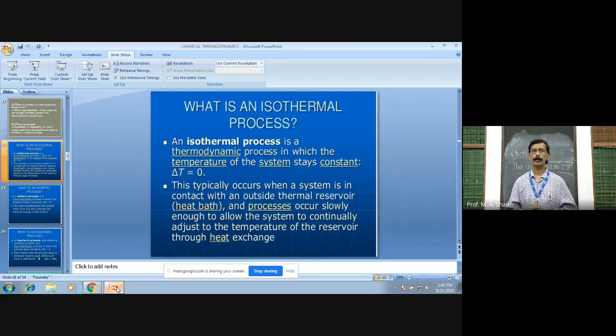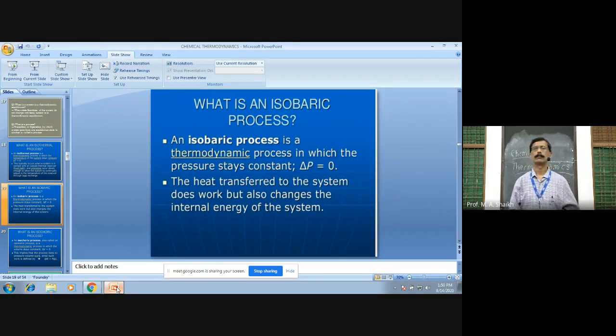Repeating once again. Which process is called isothermal process? The process in which temperature of the system remains constant throughout the change is called isothermal process. T or temperature is constant, therefore delta T is equal to 0, and whenever delta T is 0, delta U is also 0. The question is, for which process delta T and delta U both are 0? Your answer should be isothermal process. Okay, now we go for the next slide.